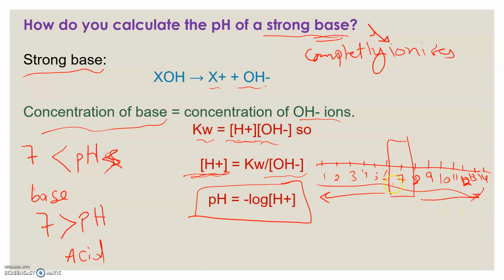So if you're going from 7 to 1, acidity increases. If you're going towards 14, basicity increases. Okay, so we got that clear.